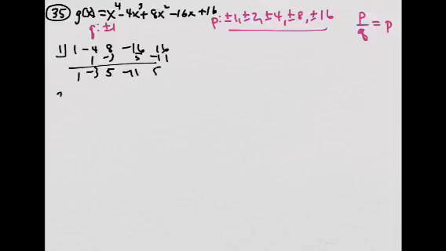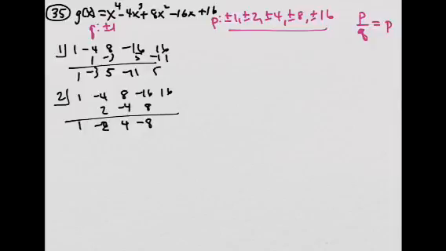So you try 2. Try the next number on your list. 1, negative 4, 8, negative 16, 16. Bring down the 1, 2, negative 2. Negative 4 is 4. 8 is negative 8, and then negative 16. So we found it. We found 1.